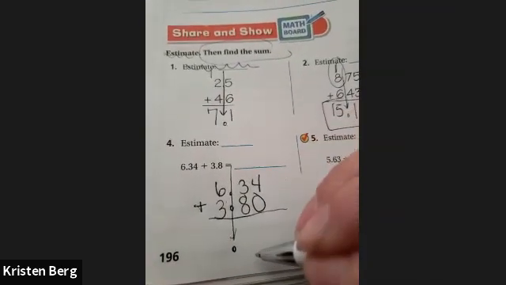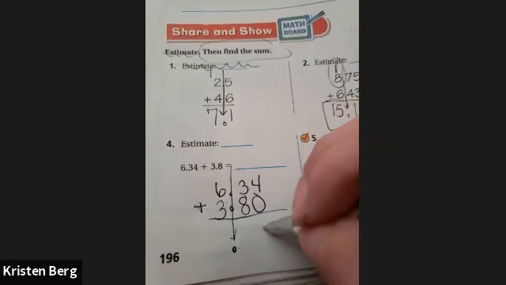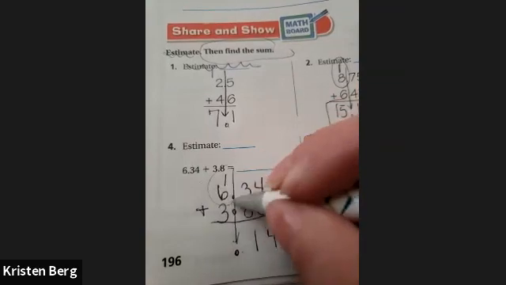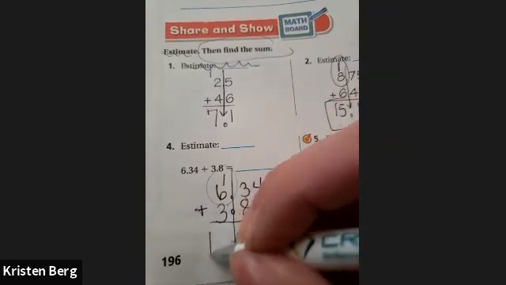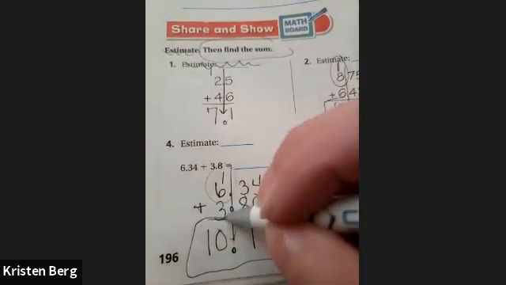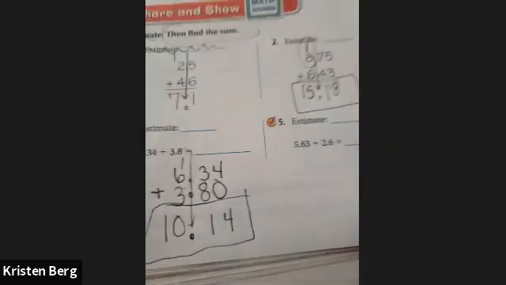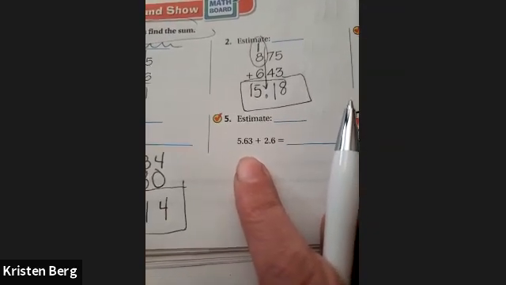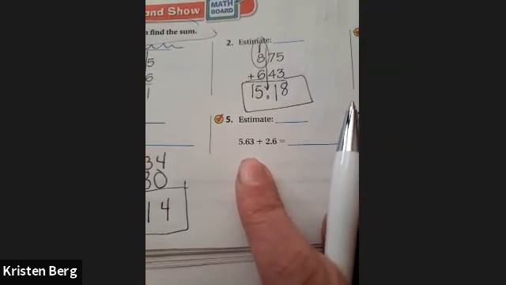So again, bring down your decimal first. Then 4 plus 0 is 4. 8 plus 3 is 11. Carry your 1. Then 7 plus 3 is 10. So your answer is 10 and 14 hundredths. All right, now I want you to try number 5 on your own. So please pause this and try this one on your own.